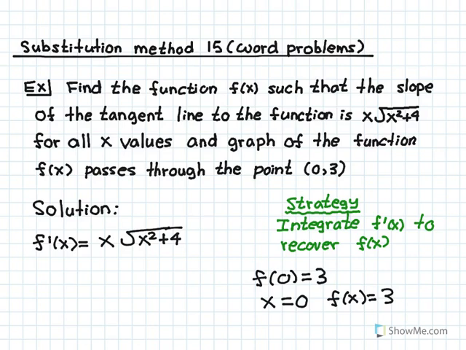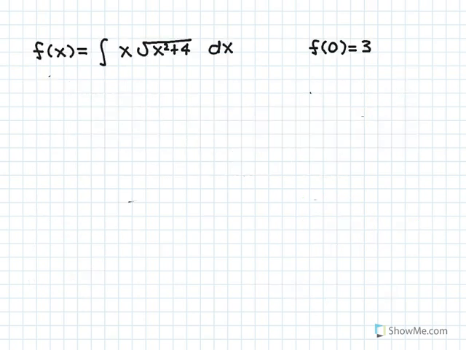Our strategy will be to integrate f prime of x, integrate a derivative to recover the function f of x. So f of x is going to be equal to the integral of f prime of x dx. Alright, so we're going to apply the substitution method to solve this integral. We're going to let u be equal to the inside function as usual. u is x squared plus 4. The derivative du is equal to 2x dx. Divide by 2 both sides, and we get 1/2 du is equal to x dx.